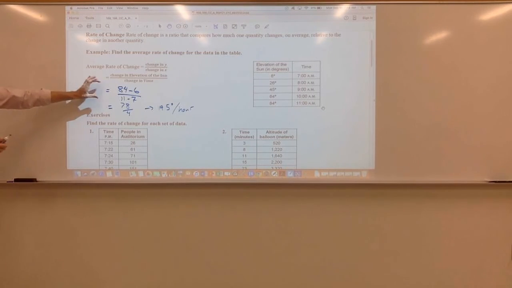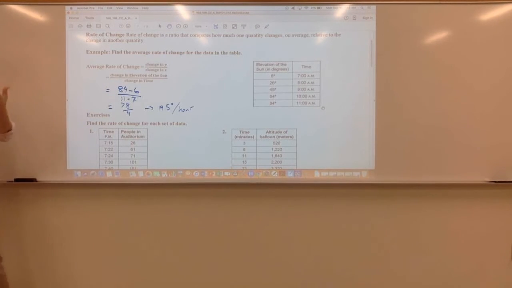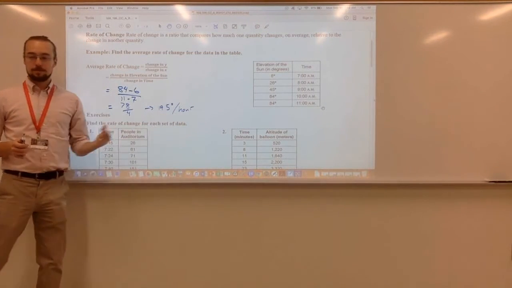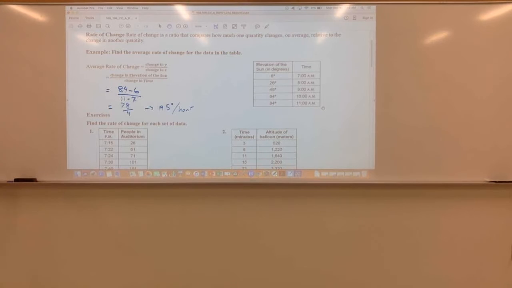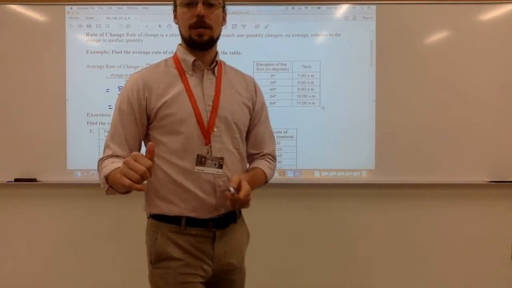So we're using our idea of slope, rise over run, or change in y over change in x, to apply to a real life situation. Questions on that idea? All right. Do we want to try another one together? Let's jump down to number 1 here.